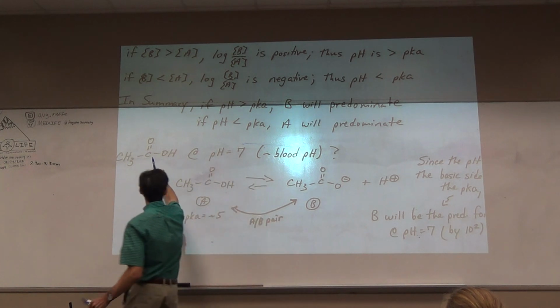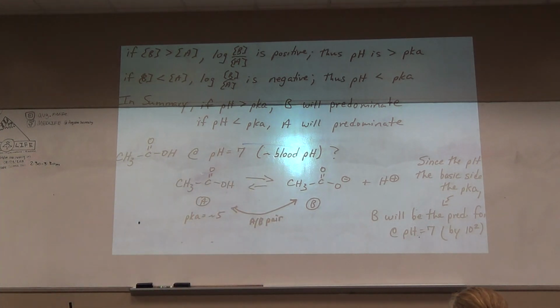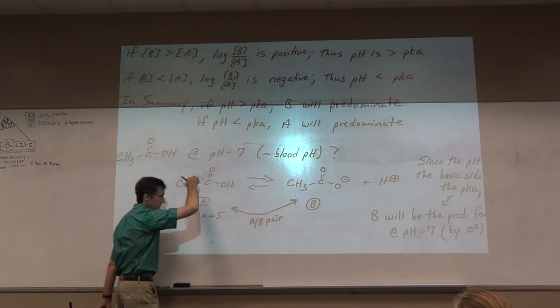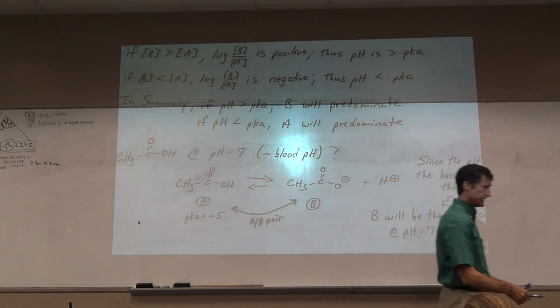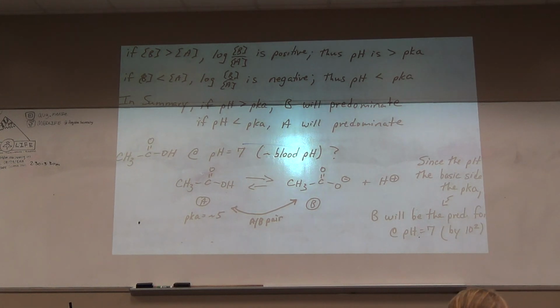Acetic acid. How will it exist at a pH of 7, which is blood pH? There's the question. What do we mean by exist? Will it exist in the acid form or the basic form? For any acid or base, you should be able to show both forms, the acid and the conjugate base. There are two forms depending on pH.